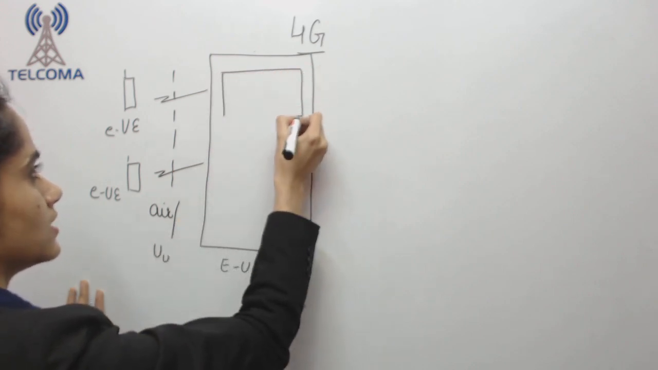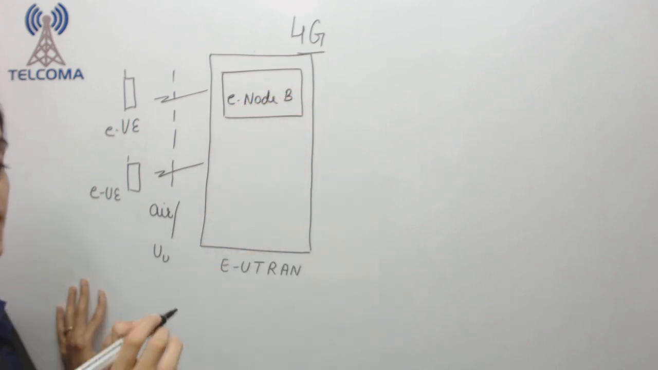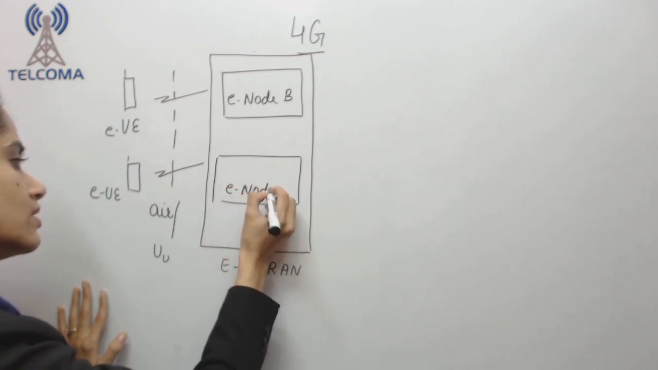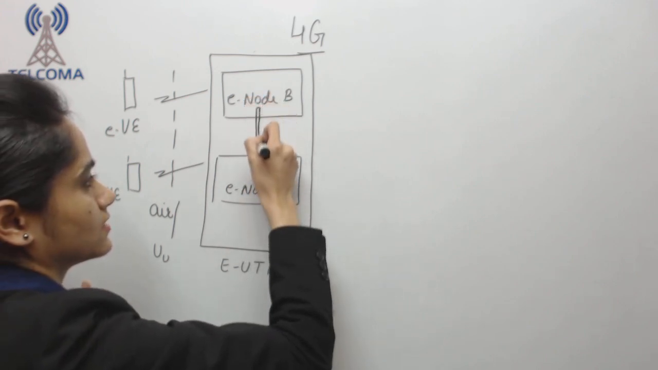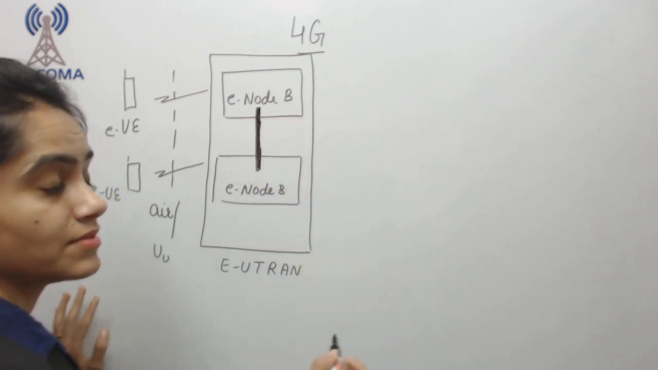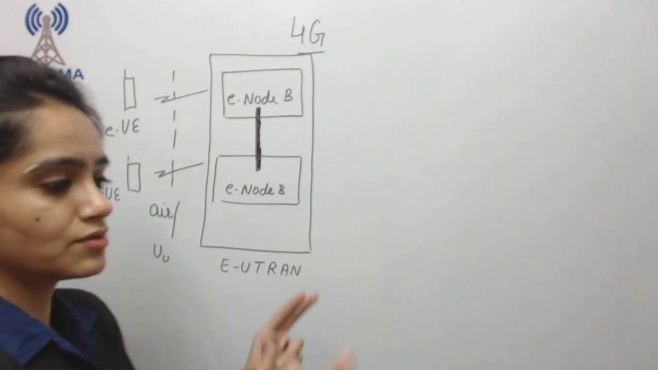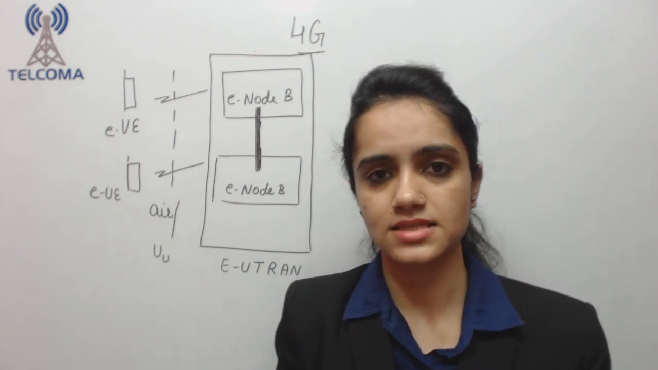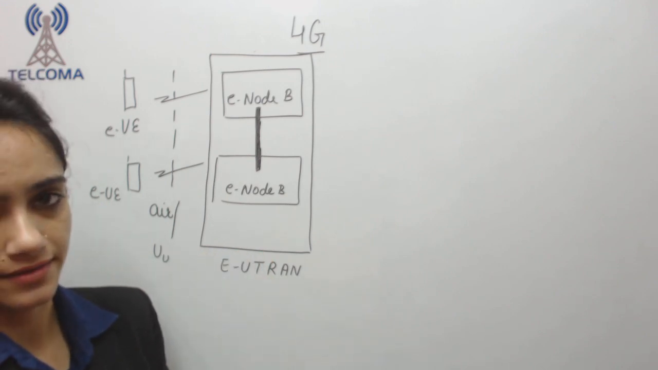Now let's move to this part. Here we have the evolved node B. In the E-UTRAN part, we have only one entity, and that is the eNode B. Now two node Bs are connected to one another. Node Bs are required to be connected to one another because in this case we don't have any separate base station controller or radio network controller to manage each and every node B or BTS around it. Here the eNode B is the only entity in the E-UTRAN part and they have to coordinate with one another.